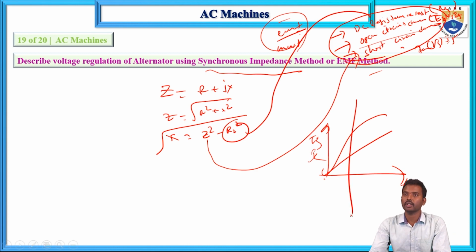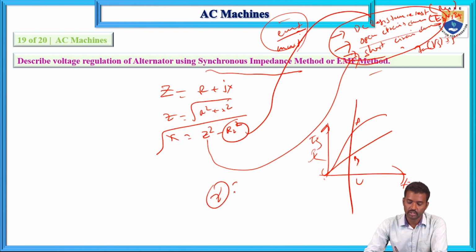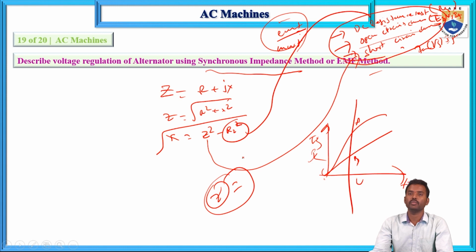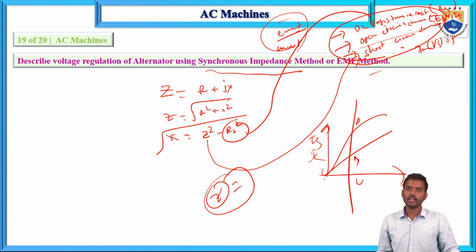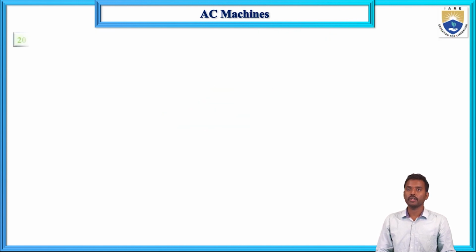If you draw the vertical line, from points A, B, C, AB by BC, the open circuit voltage divided by the short circuit current, is known as the impedance. From that, calculate the impedance, resistance and reactance. After that, calculate the voltage drop from no load to full load. Then calculate the voltage regulation of the alternator using the synchronous impedance method, that means the EMF method.